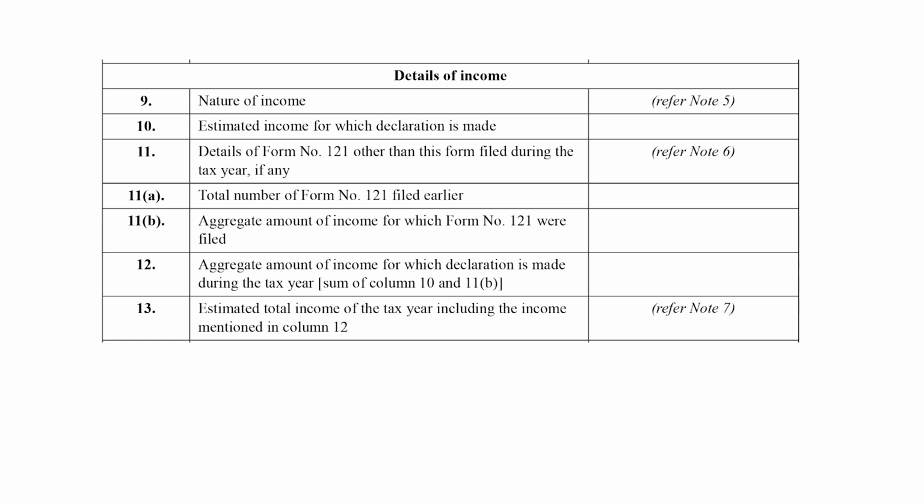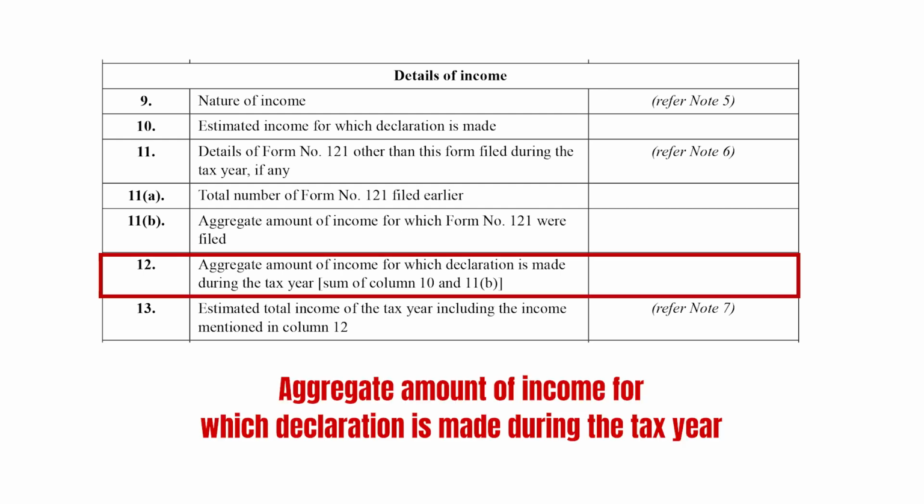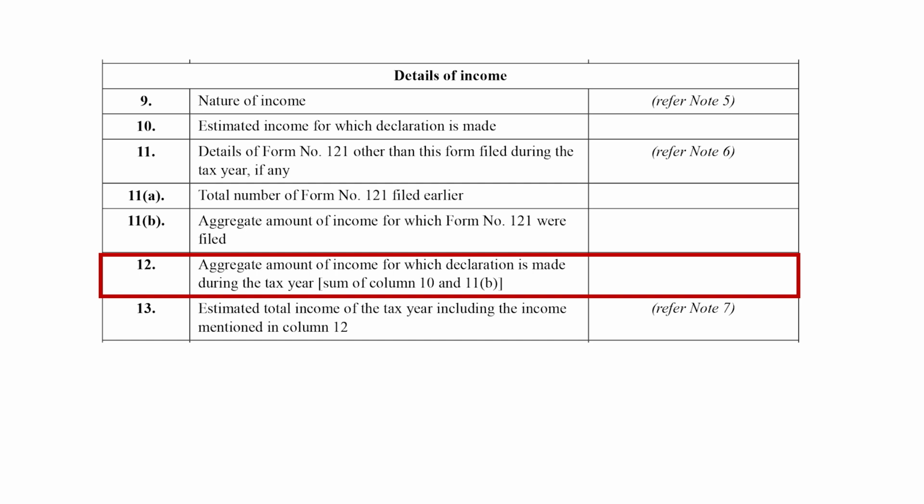Now the next question is serial number 12. Aggregate amount of income for which declaration is made during the tax year. That is nothing but clause 10 plus clause 11B value. That means whatever income we are going to declare in this form plus how much we have already declared in the previous forms. All that together, the total aggregate amount of income, we have to show in clause 12.